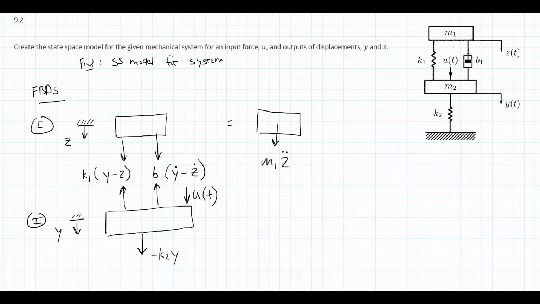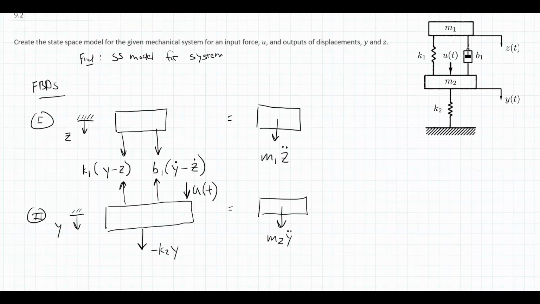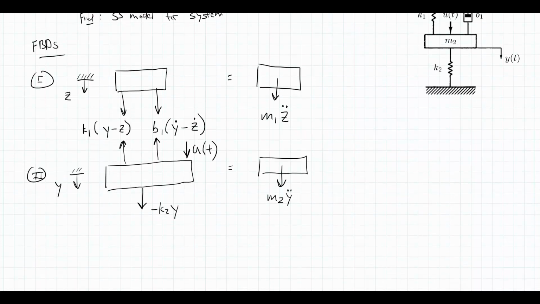So K1, the damper B1, and the spring K2, and the applied force u of t. And that is equal to its inertia. So that's going to be in the direction of y, M2 y double dot. And those are the complete free body diagrams for M1 and M2. So I'm going to use these free body diagrams to write my, in this case, two equations of motion.